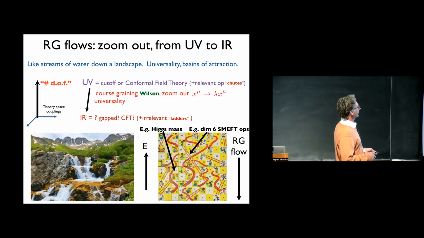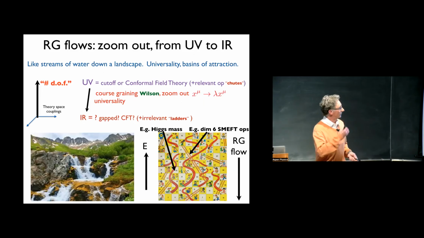Okay, so a big part of the story is renormalization group flows, which is like zooming out from the UV to the IR. So we can think of the renormalization group flows as like flows of streams of water down a landscape. Here, this is some picture of flows of streams that are converging. And universality is the notion that these different streams tend to converge into different basins of attraction.